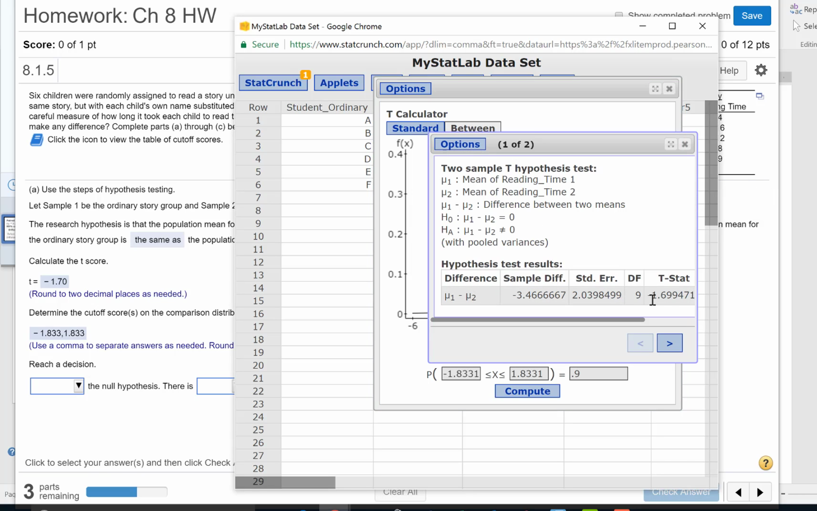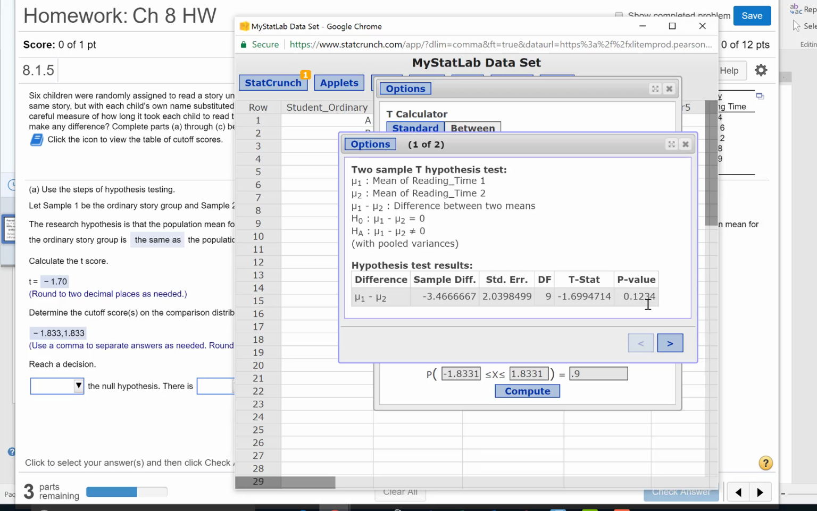If we look at our t-statistic, does that t-statistic get into that critical region? No, it doesn't get in there. So it did not get to that region where I'm going to reject. So that's one way to think about it. The other way is to think about the p-value. So this p-value at 0.1234, is that low enough?